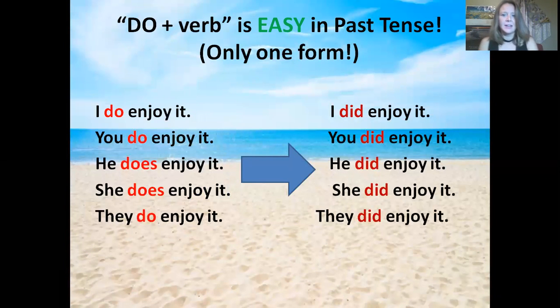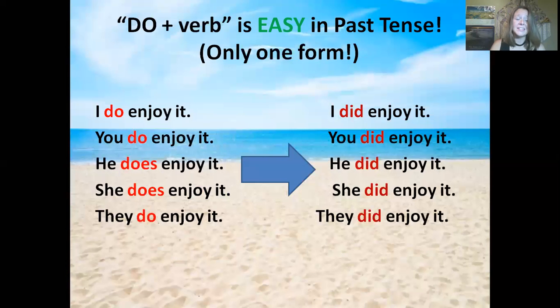First, the good news. The verb to do is very straightforward in past tense. The conjugation did is used for every subject you can think of. I did, you did, he did, she did, they did. This is even easier than the present tense version of do that you may have learned already.